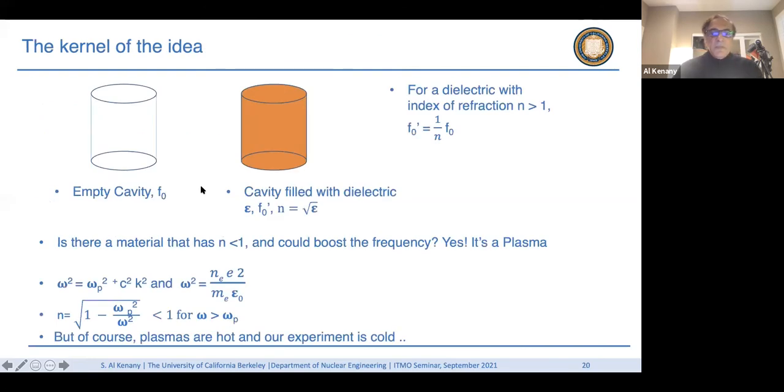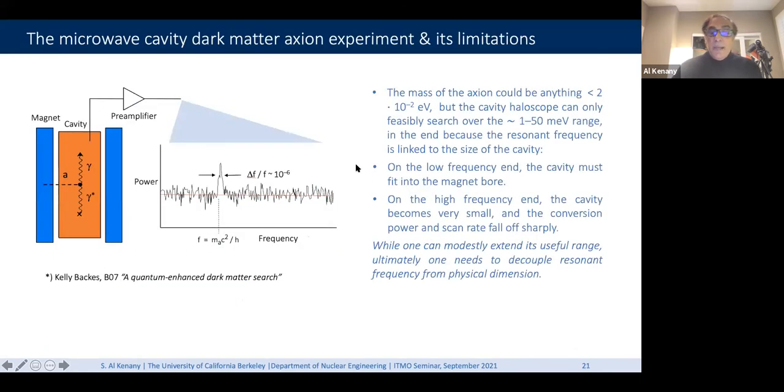And here comes the basic idea for a dielectric with index of refraction larger than 1. But what we are looking for is a material that has an index of refraction less than 1 to boost the frequency, to go to higher frequencies at the same volume, and that would be plasma. However, plasma is very hot, so we keep this in mind.